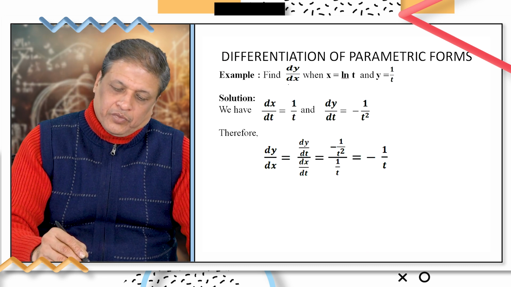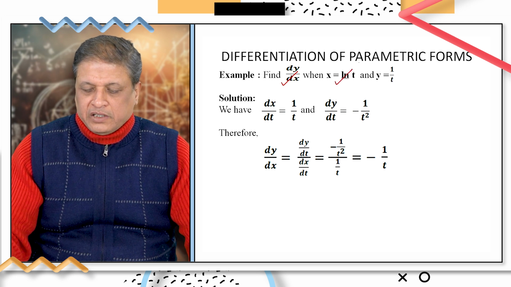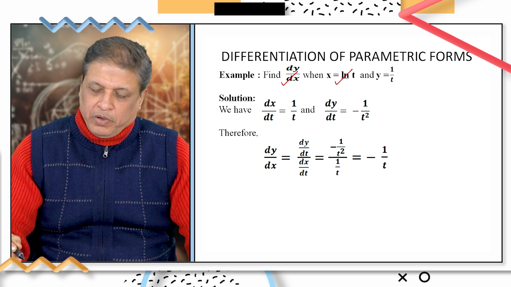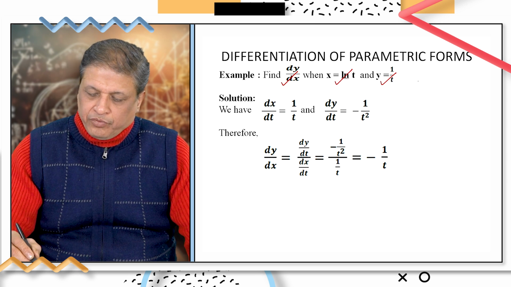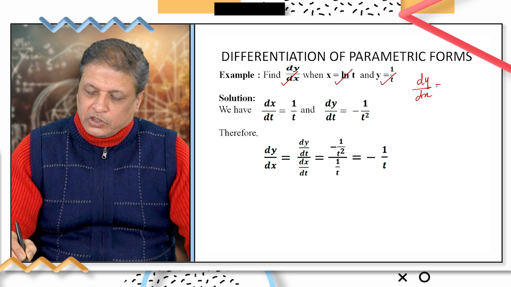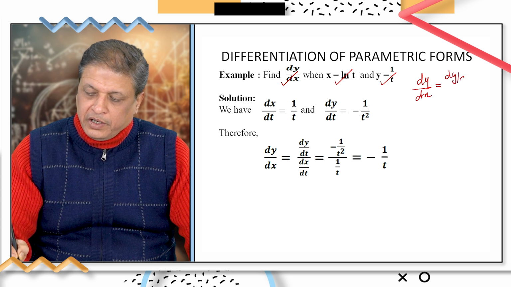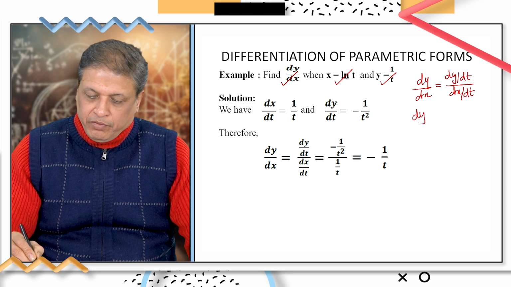Say we are supposed to find dy by dx, wherein x is equal to natural logarithm of parameter t and y is 1 over t. Because we learned that dy by dx is equal to dy by dt upon dx by dt, what will be dy by dt?